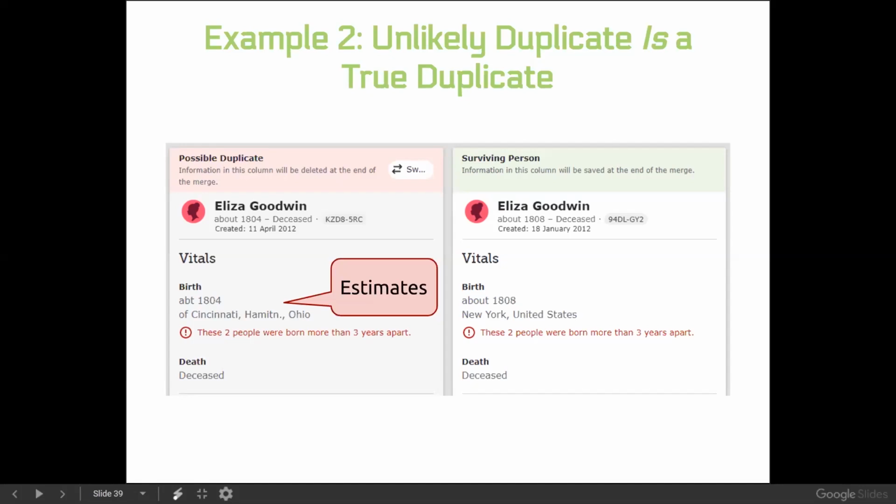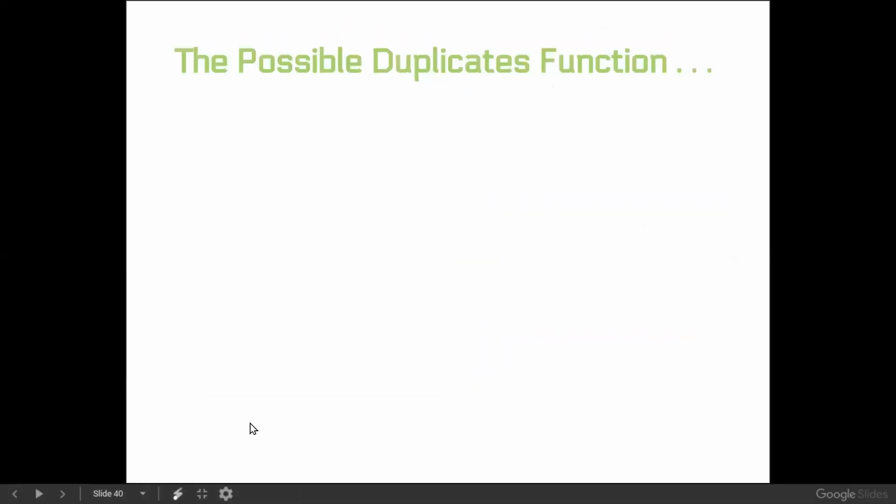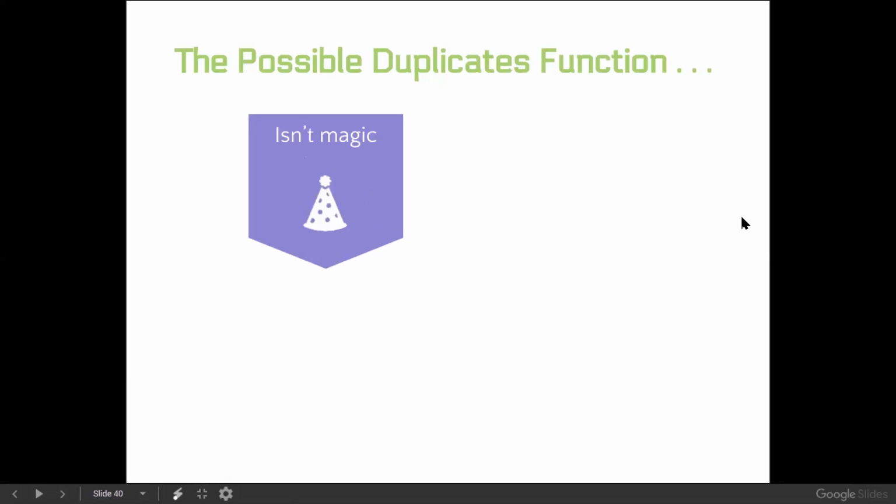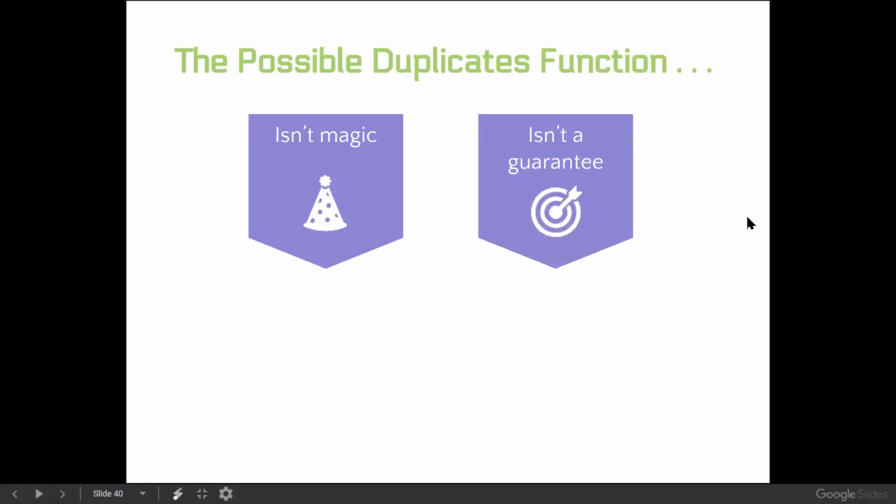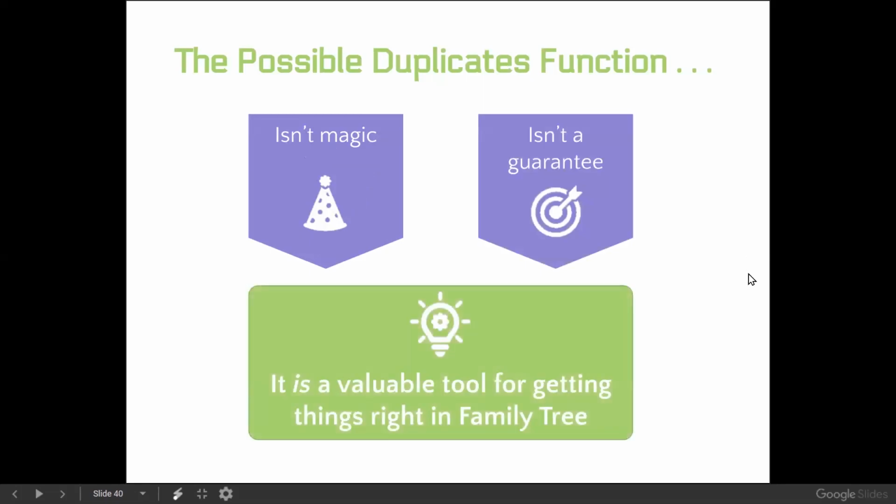So this kind of is intended to set the stage for part two. In part two, which we will look at next time, we will look in a lot more detail about how to tell whether two records really represent the same person. So I just wanted to point out that the possible duplicates function isn't magic, and it isn't a guarantee that it's really a possible duplicate. It really is a valuable tool for getting things right in Family Tree.